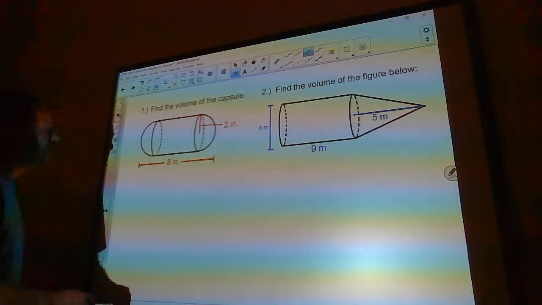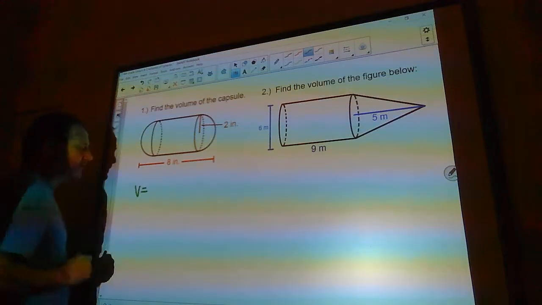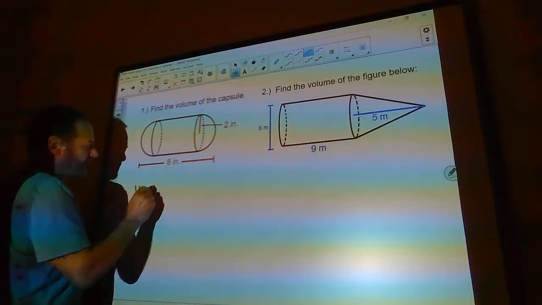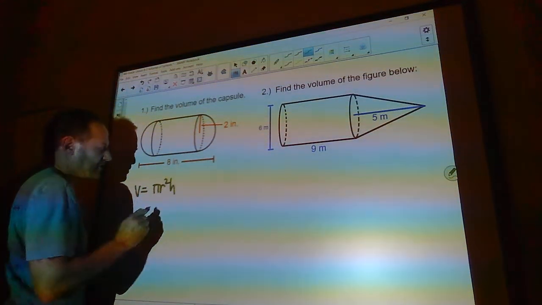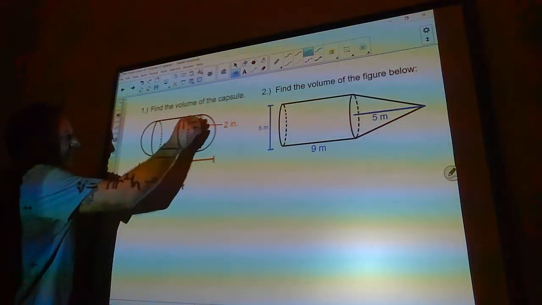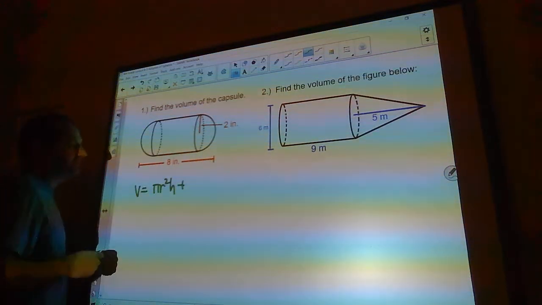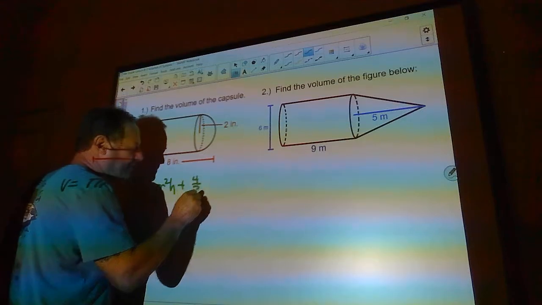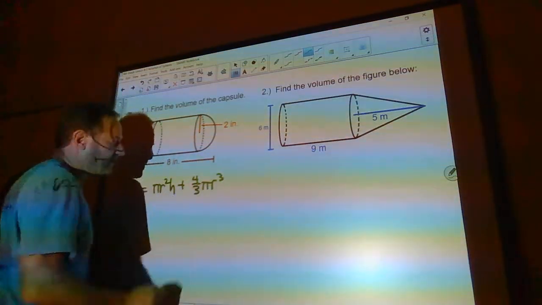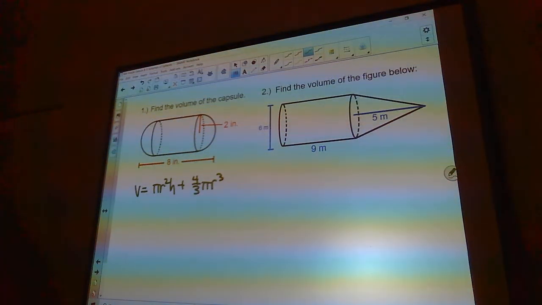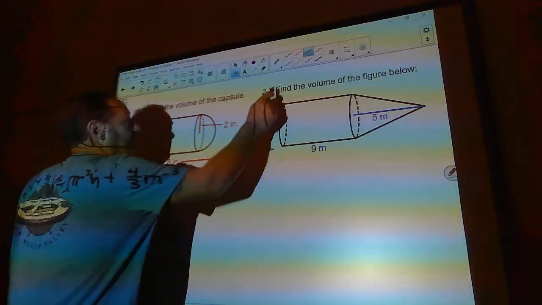Okay, this one here, we're going to go ahead and create our formula. It's a cylinder, so that's going to be pi r squared h, plus it's got half a sphere here and half a sphere here. So I need a whole sphere, that's going to be 4/3 pi r cubed. There's my formula. So now I'm just going to fill in all the stuff.